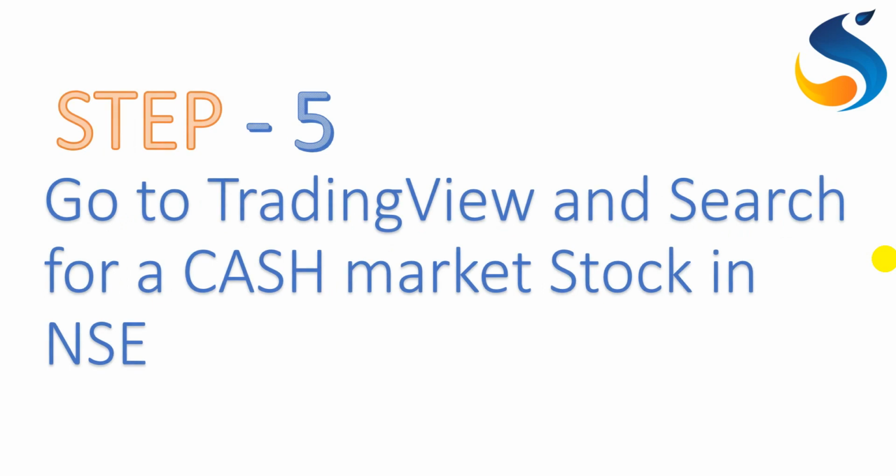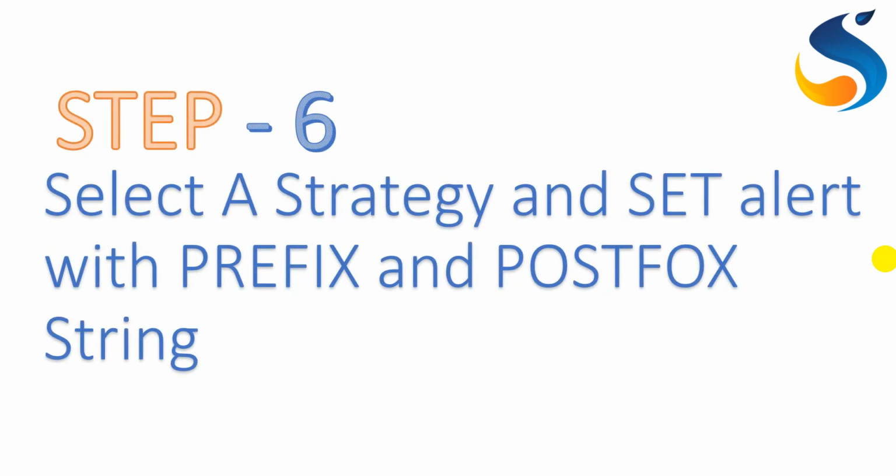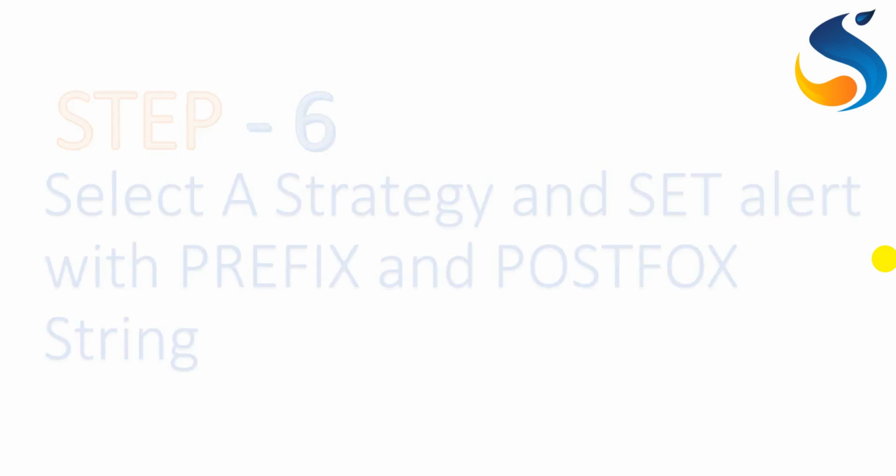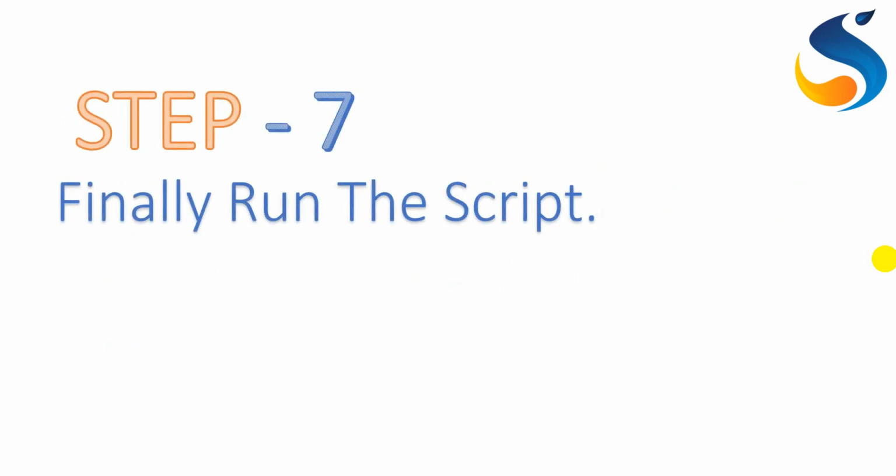Then in the fifth step, we need to go to the TradingView account and search for a cash market stock in the NSE segment, and we will put a strategy onto that. In that strategy we need to specify an alert with prefix and postfix strings. Prefix and postfix strings are the most important part of this implementation that I discussed in the previous video. In the part 1 video, you can definitely cover it to understand in depth what the prefix and postfix strings are. Then in the next step, we simply run the script and enjoy the executions automatically.